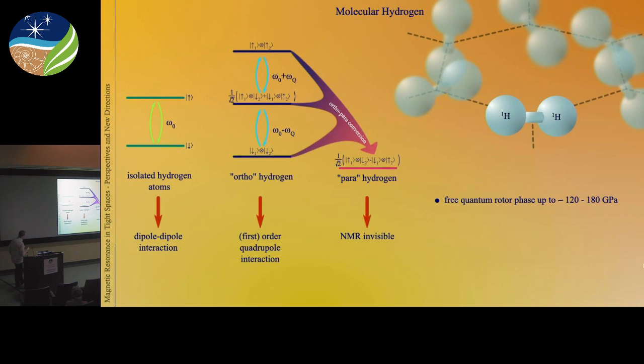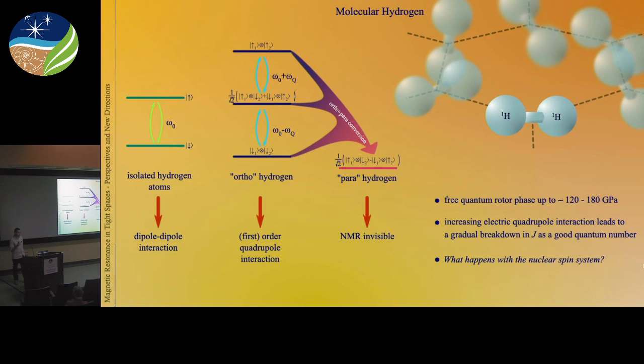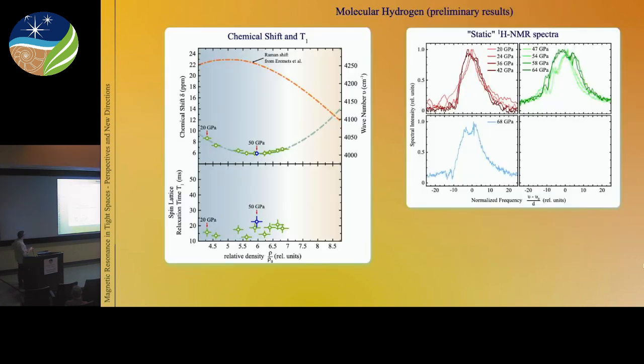Keeping that in mind, there is mounting theoretical evidence at the moment that with increasing pressure, we are hindering the free quantum rotors in rotating, which would lead, at a certain point, to J no longer being a good quantum number. And of course there are a couple of funny things happening in Raman. So the big question now is what happens with the spin system at all. We've done first experiments up to 130 GPa, and again, these are very preliminary results at the moment.